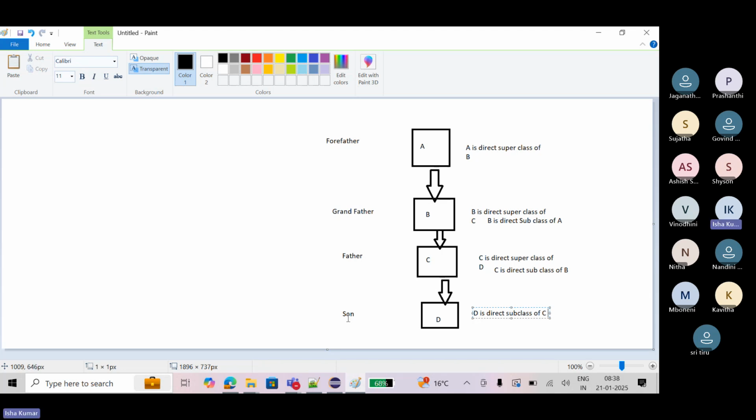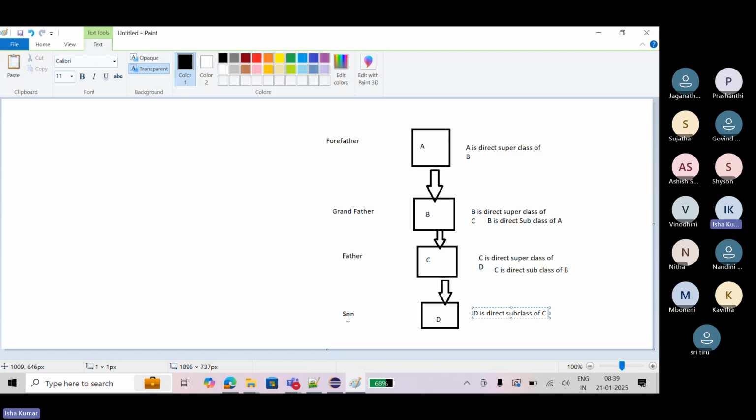Right? So anyway, let's say in engineering someone is studying in third year, someone in second year, someone in first year. For a first year student, second and third year students are seniors, correct? Second year students are direct seniors of first year, and third year students are indirect seniors for first year students.